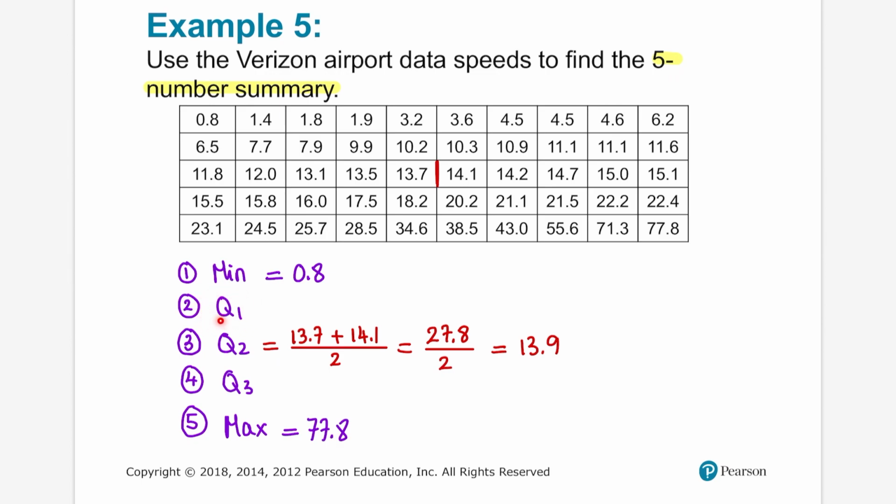To find Q1, I just find the median of the first half. So from 0.8 to 13.7, I want to find the number right in the middle. So these are 25 values. The number in the middle is the 13th one. So 10, 11, 12, 13. It should have 12 values on each side: 1, 2, 3, 4, 5, 6, 7, 8, 9, 10, 11, 12. So this is my Q1.